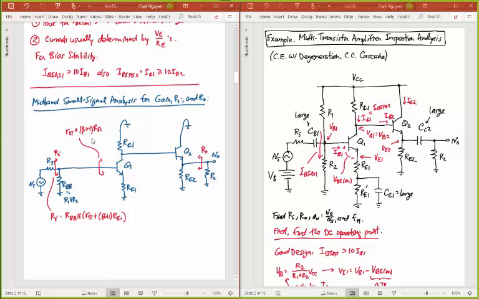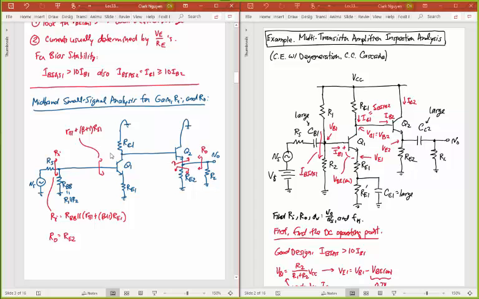So there's my output resistance R0. And so for my output resistance, what do I see? Let me start writing it here. R0 is going to be equal to some resistance seen looking down that direction, and some resistance looking up in this direction. Looking down in that direction, obviously I just have the resistor RE2 that's going to ground.